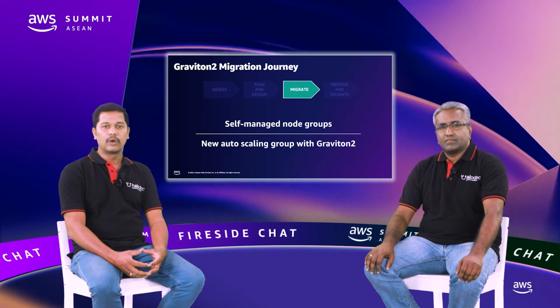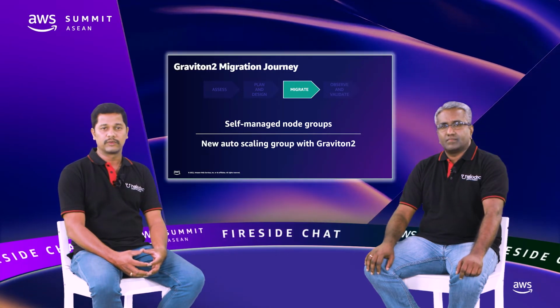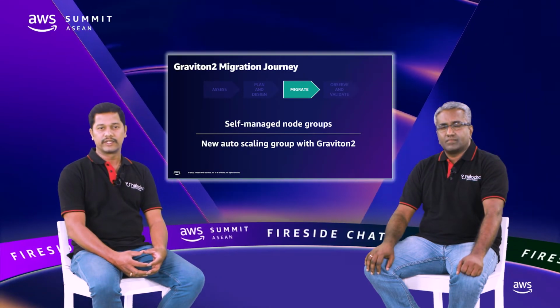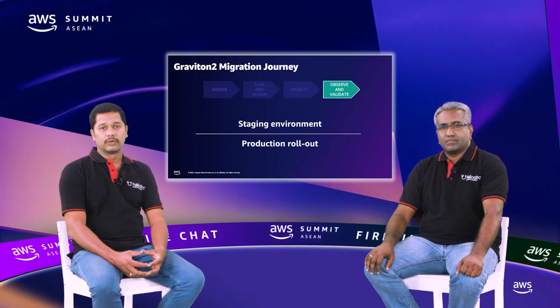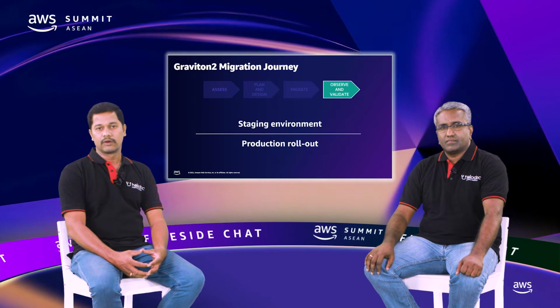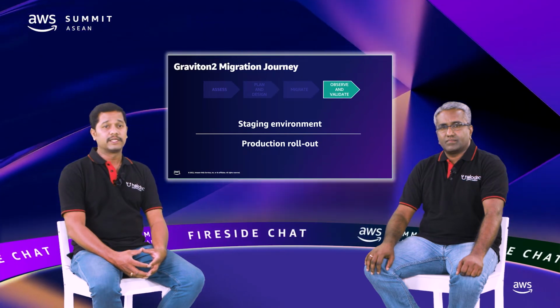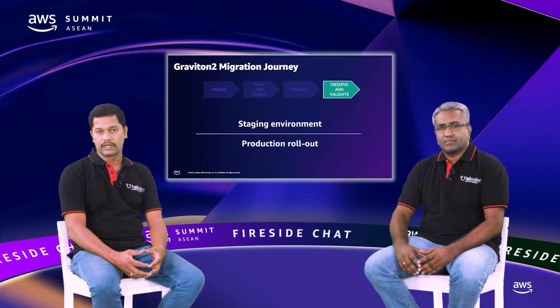We used self-managed node groups in our EKS cluster. We created a new autoscaling group for Graviton2 nodes with different node labels to facilitate easy migration. Our approach was to validate all the applications in the stage environment before going live, since we wanted to avoid any surprises in production.